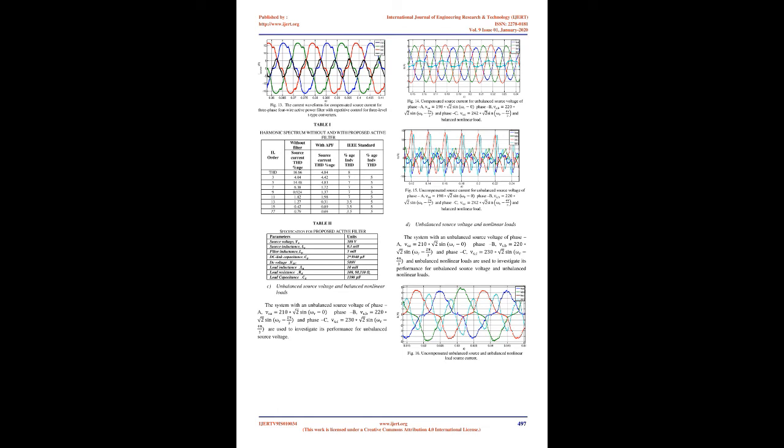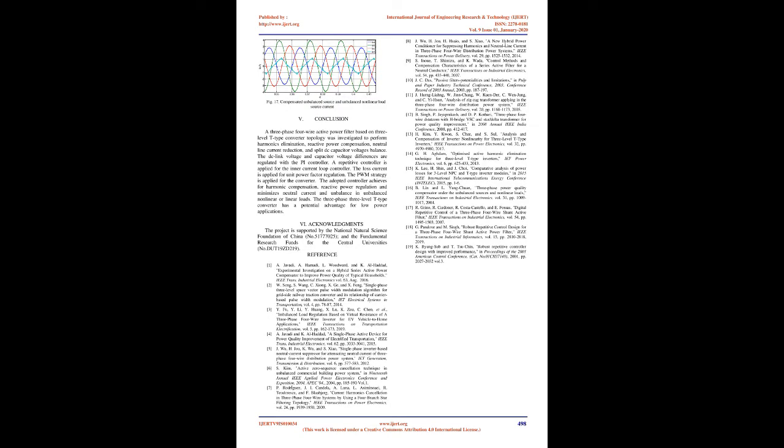Parameters. Units. C. Unbalanced source voltage and balanced nonlinear loads. The system with an unbalanced source voltage of phase A, VSA equals 210√2 sin(ωt), phase B, VSB equals 220√2 sin(ωt - 2π/3), and phase C, VSC equals 230√2 sin(ωt - 4π/3), are used to investigate its performance for unbalanced source voltage.